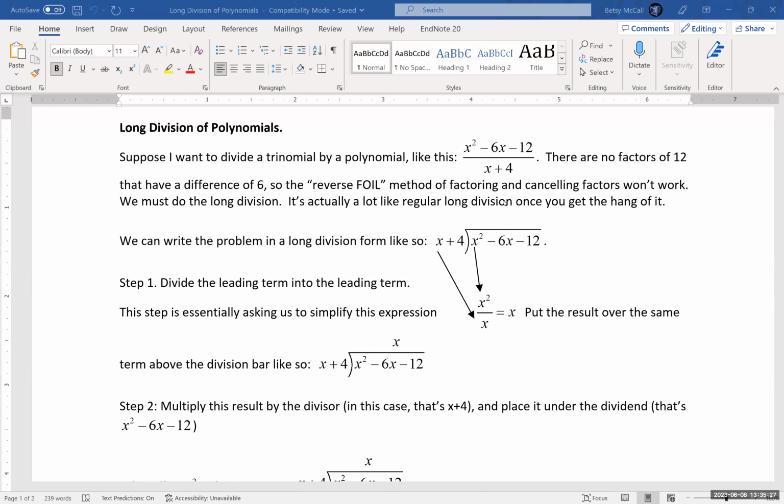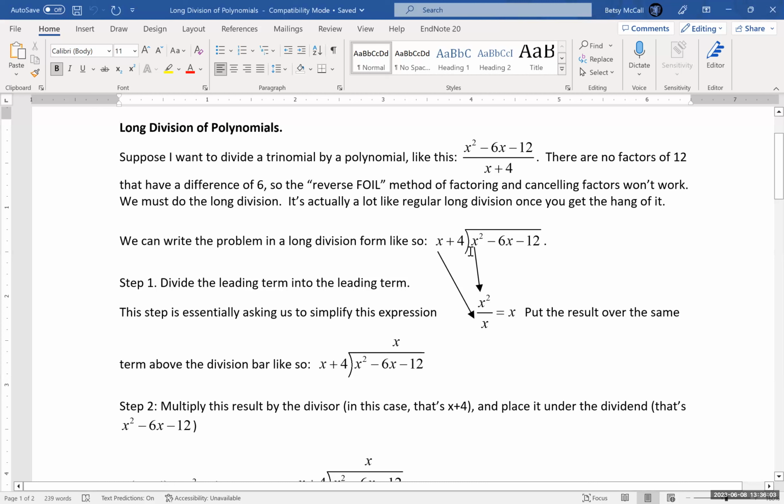But we're going to do just a simple example to illustrate the general process. So here we're going to divide x squared minus 6x minus 12 by x plus 4. One way of simplifying this would be to try to factor it. But there are no factors of 12 that have a difference of 6. So we can't factor it and then cancel. The only thing we can do to simplify this expression is long division.